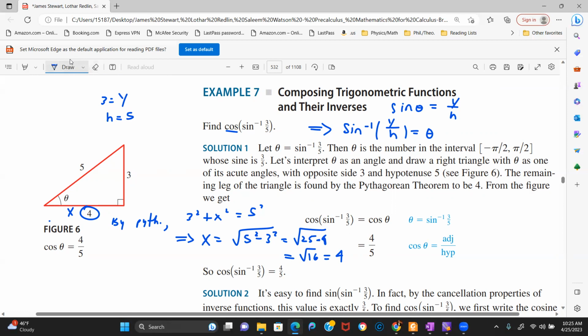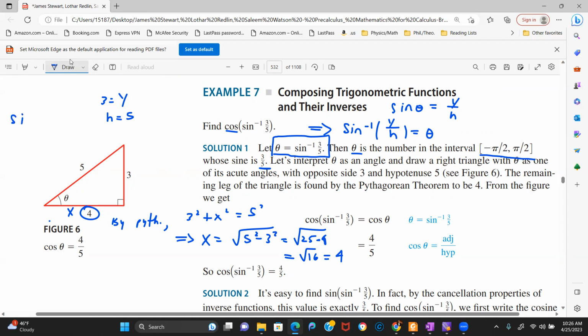So just to start over again. First we want to figure out what is sine inverse of 3/5. So they say just give it a name, call it y, and then call it theta, and then theta is going to be some number in this interval right here because that's where the sine inverse function is defined. And the sine of this angle is going to be 3/5. So I didn't write that there.